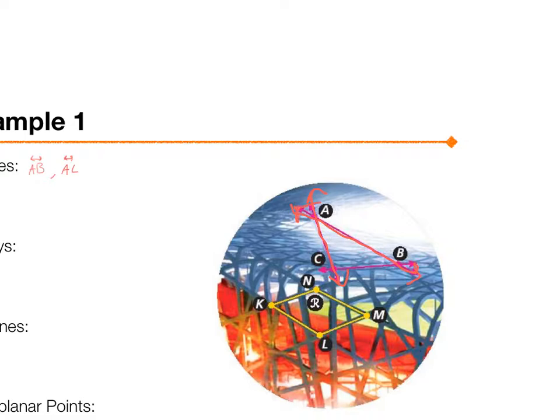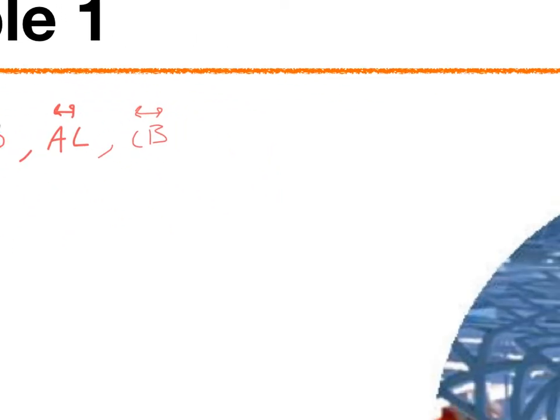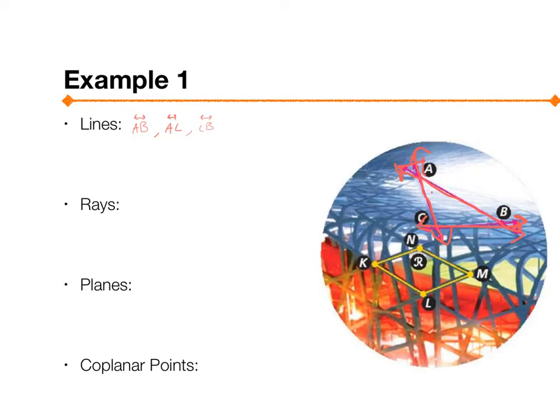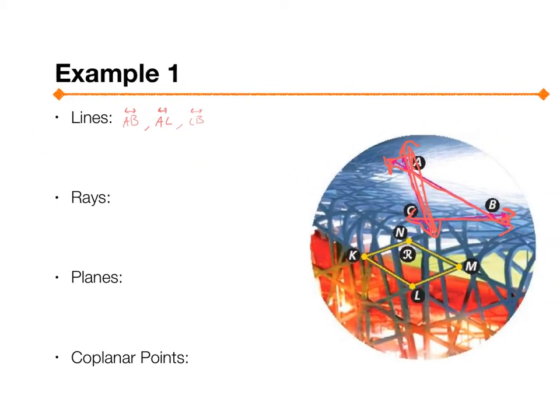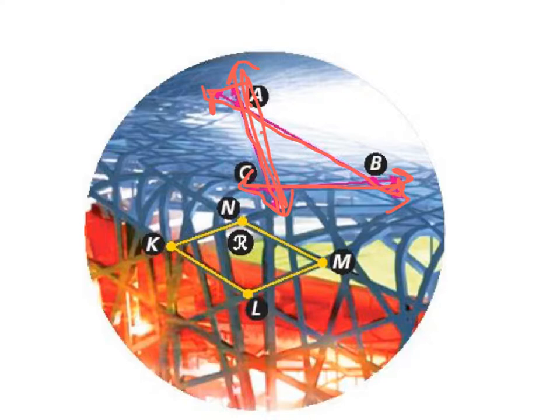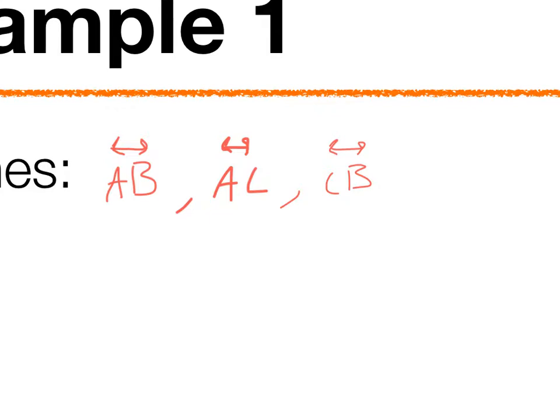What's another one? CB. What's another one? CA. So CA, if I go from C to A, we already drew that line, right? CA is the same thing as saying AC, which you could say on a test. But if I ask you, what's the number of lines in this picture? The answer is 3. For each one of these, you can flip. You can call this one BA instead of AB, but it would still be talking about the same line.